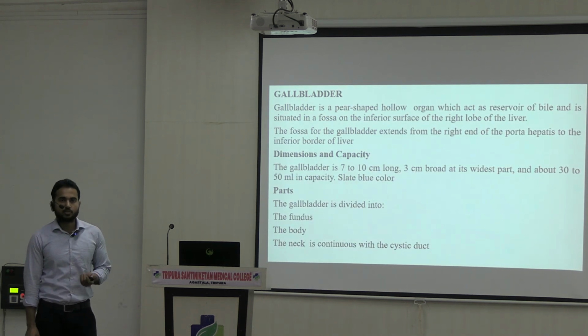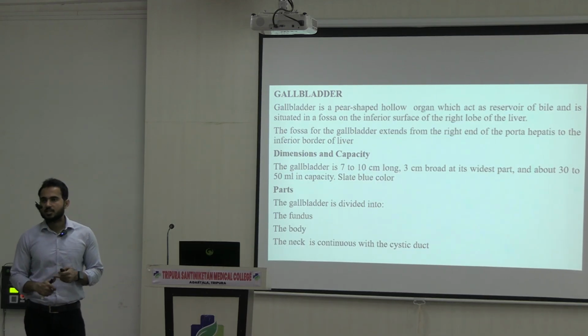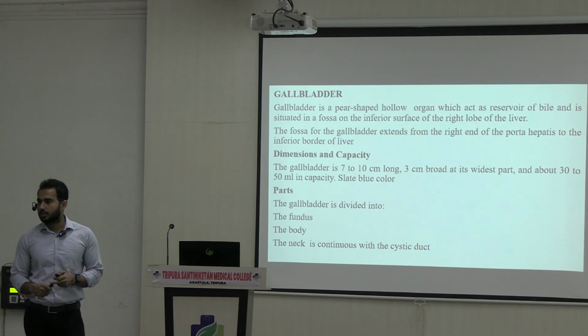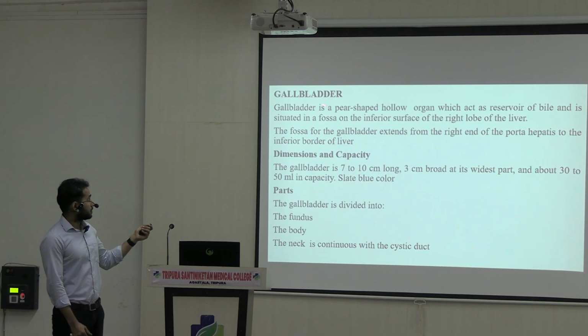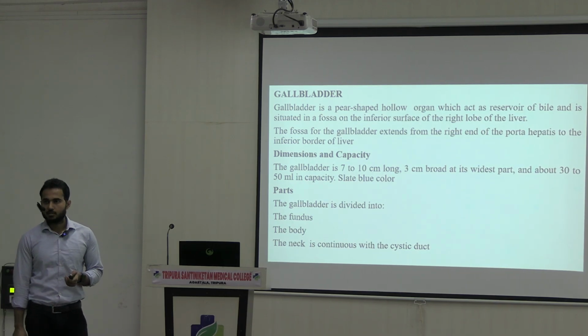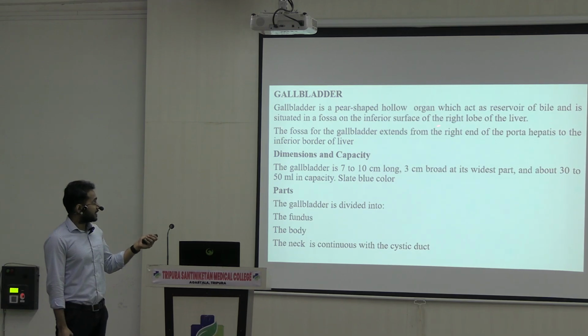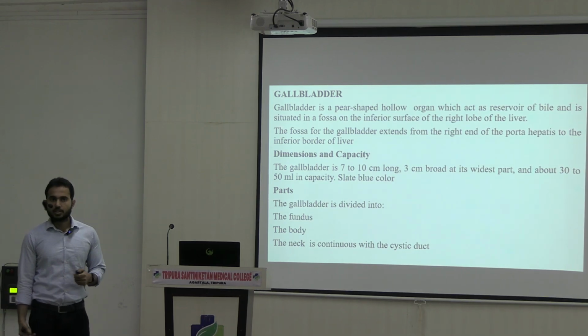I know you have seen the gallbladder along with the specimen of the liver. Now where do you think the gallbladder is situated? In the gallbladder fossa of the liver, which is present on the inferior surface of the liver. The gallbladder is a pear-shaped hollow organ which acts as a temporary reservoir of bile, because whenever it is required, the bile comes out from the gallbladder. It is situated in the fossa on the inferior surface of the right lobe of the liver. Already you have seen that.